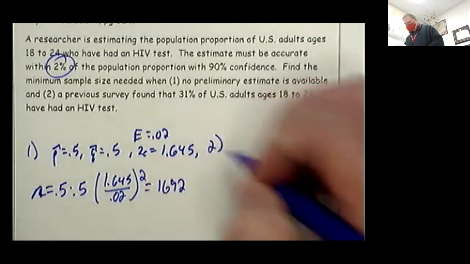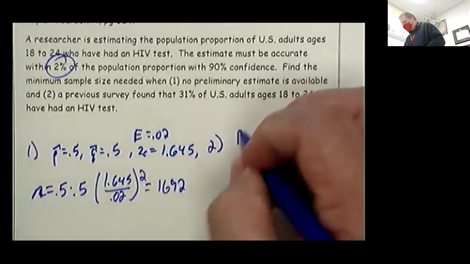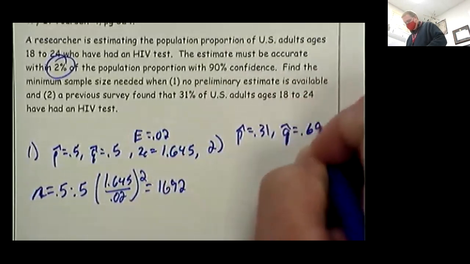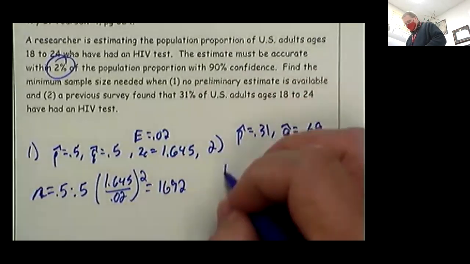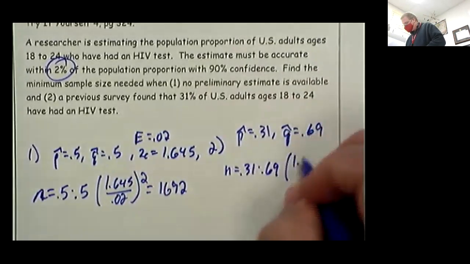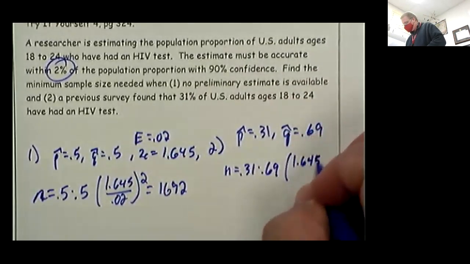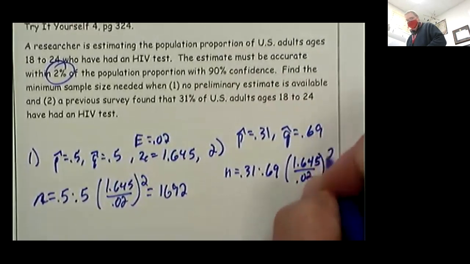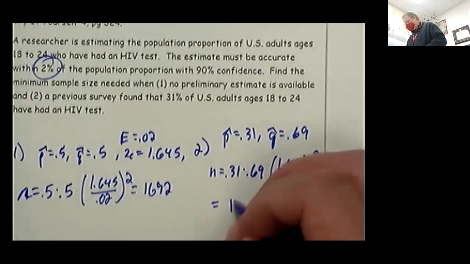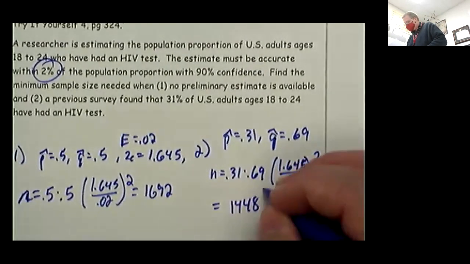And then part 2, what if we do know a point estimate? So p hat is 0.31. That means q hat is 0.69. n is 0.31 times 0.69. Everything else stays the same, 1.645 over 0.02, squared. We're going to punch that into our calculator, and that is 1448.